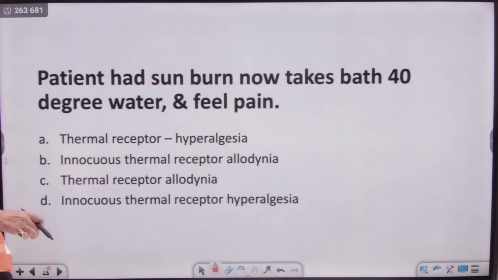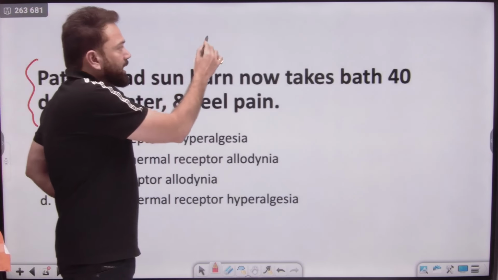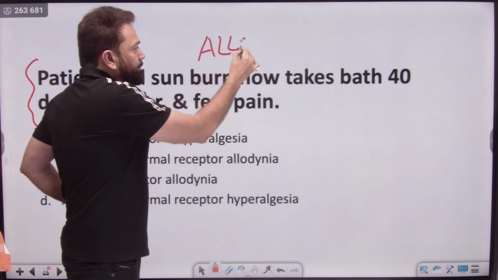A patient had sunburn, now takes a bath, 40-degree water, and feels pain. Now this is again a tricky question. Till date, they were simply asking about allodynia. Now you will say PYQs were not there.